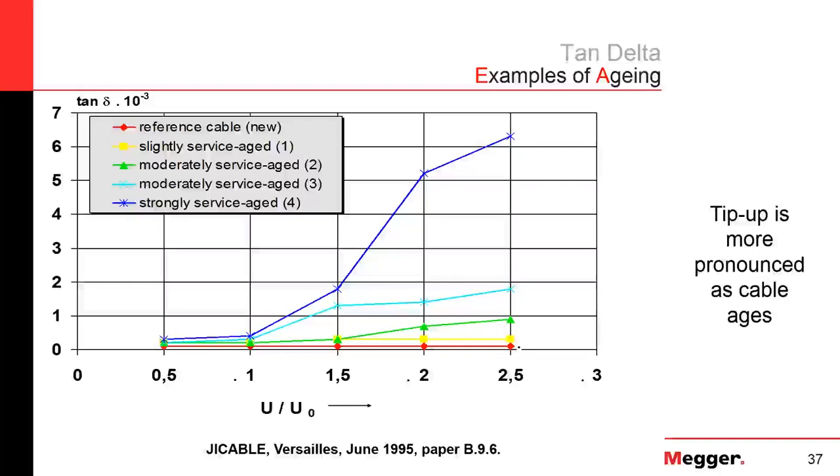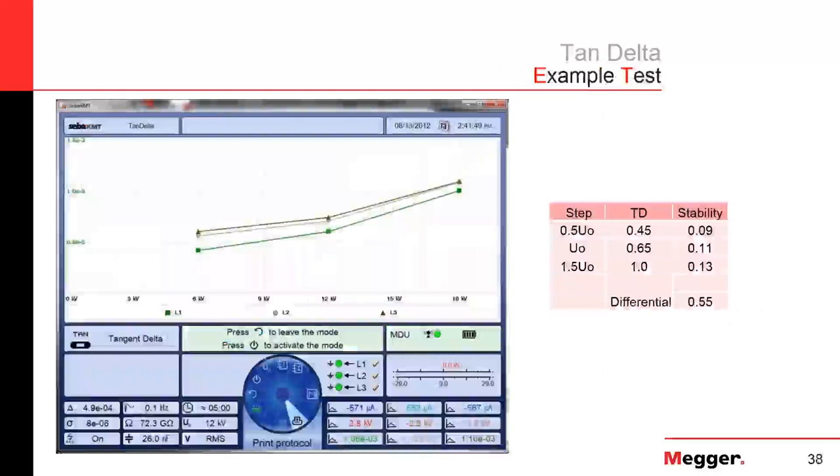But as the cable ages more and more, that's where the tan delta test becomes more and more valuable. It tells us how severely aged that cable is. And you can see, especially with the dark blue line or the lighter blue line, that those tip-up numbers at 1.5 times rated voltage get much more severe as the cable gets more and more aged. So that subtraction number would become very large. There, of course, is a difference at the rated voltage number, but it's not as pronounced as at 1.5 times rated voltage.